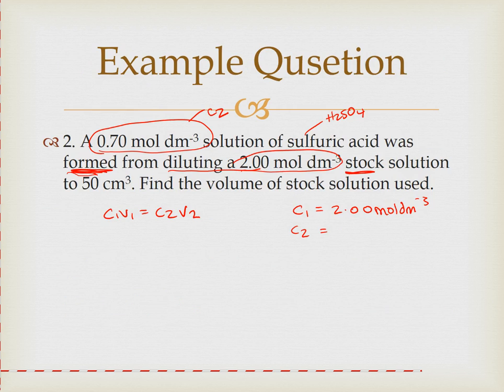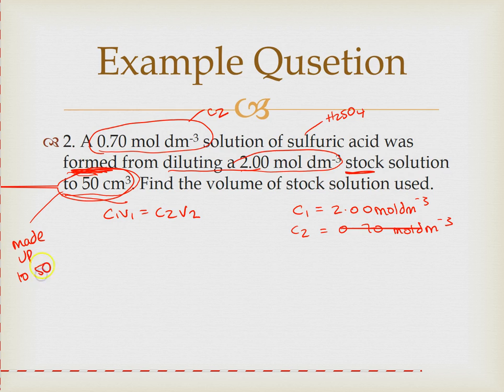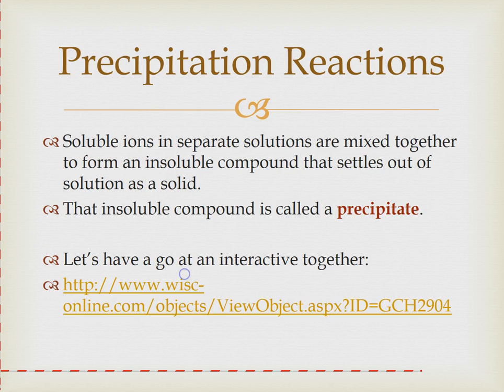C2 is 0.70 moles per decimeter cubed. And then V1, we do know the stock solution. Oh no, this is V2. So diluting a 2 molar stock solution to 50 centimeters cubed. This is like saying made up to 50 centimeters cubed. So we want to find the volume of the stock solution, so we want to find V1. So V1 is going to equal C2V2 over C1.